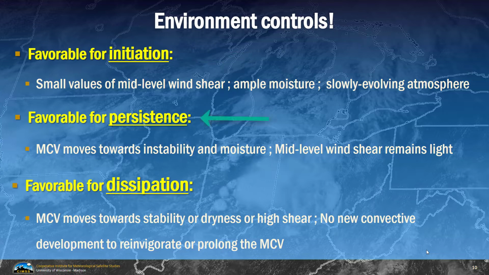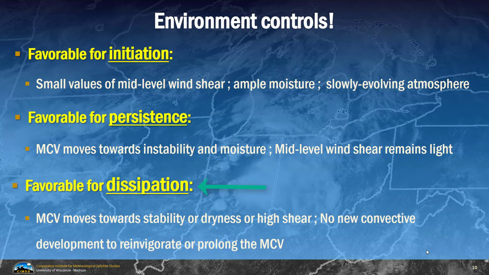For an MCV to persist, you want the MCV to move toward instability and moisture. So let's say you are in a forecast area with an MCV obvious upstream of you, but you are in a region with fairly high shear. Will that MCV affect you? Probably not, unless you have an extraordinary amount of instability and moisture. And if you don't have moisture, you might have the MCV persist if you have extraordinarily low values of shear. So there's a balance between those two things.